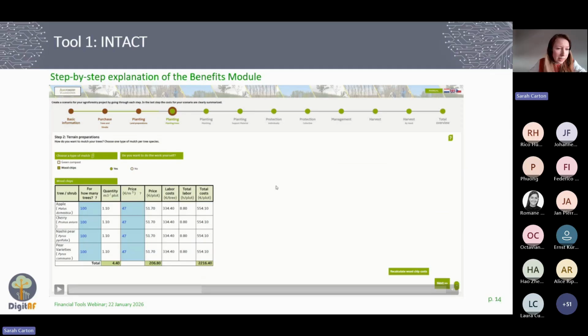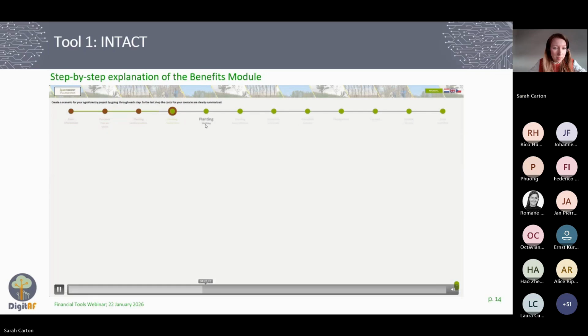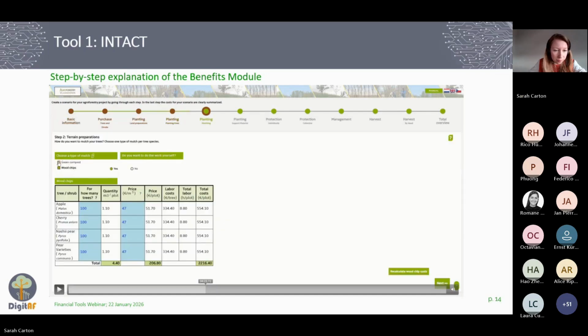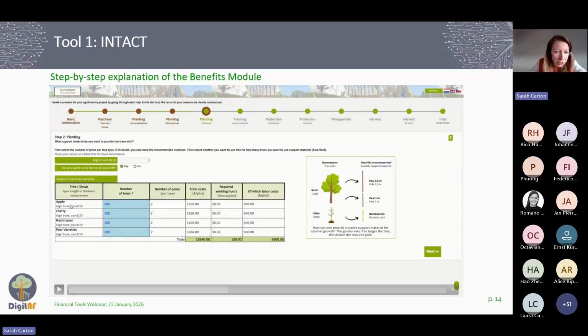This step is mulch. So here you can say, oh, I would like to have compost or wood chips. And also if you want to apply it to all trees, yes or no. Another step is the support materials. So if you would like to support a tree with a pole or a bamboo stick, then it's also possible to adjust that here.